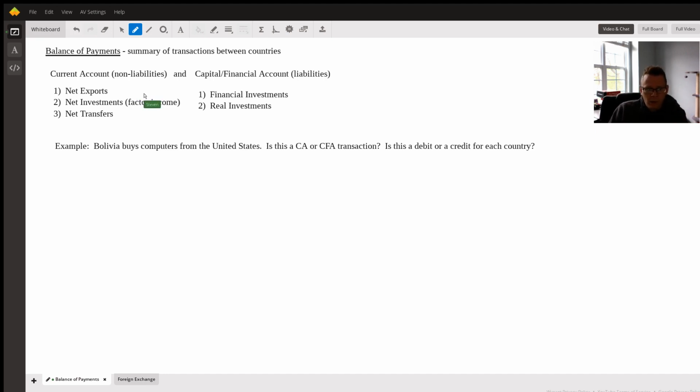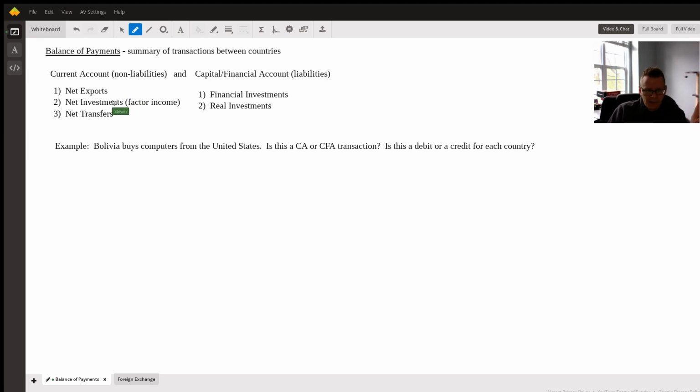Now, one thing to note here is that when you have a current account and the capital account, pretty much those are going to equal zero. There is a statistical error where it may not always equal zero in reality, but for the purposes of the AP, those will equal zero. So if 500 million is in the current account as a surplus, you'd have 500 million or pretty close to it in the capital financial account as a deficit. So those are going to balance out.